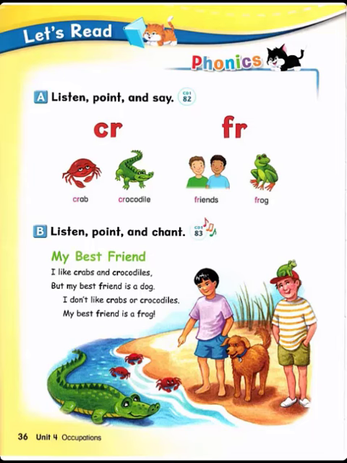Page 36. Let's read. A. Listen, point, and say. C-R, cr, crab. Crocodile. F-R, fr. Friends. Frog.